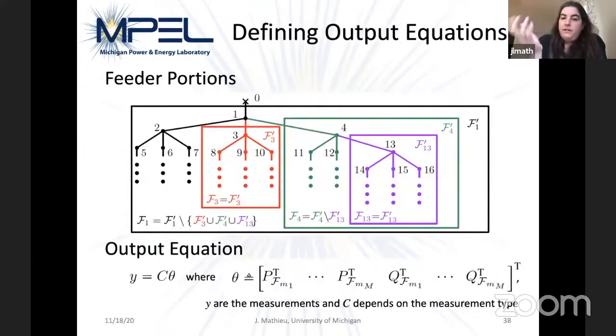So here we define portions of feeders, and here we can have node 0 as a substation, but then it branches into multiple different areas of the network. And in each area, there might be a set of households, but the measurements correspond to portions. So each of these colors is a portion. So how do you bring those back into a single output equation? That was the part we had to spend a lot of time thinking about, how to do that effectively while keeping the framework still tractable.